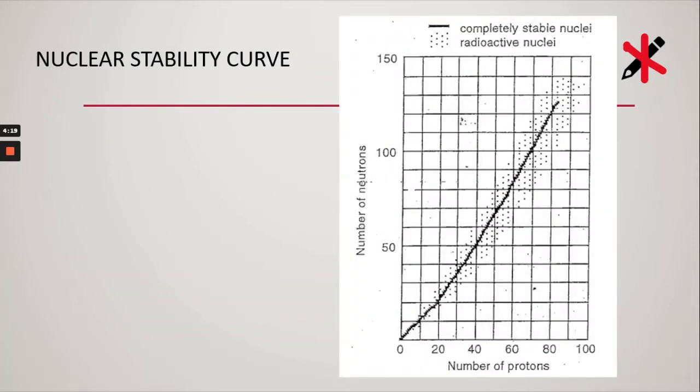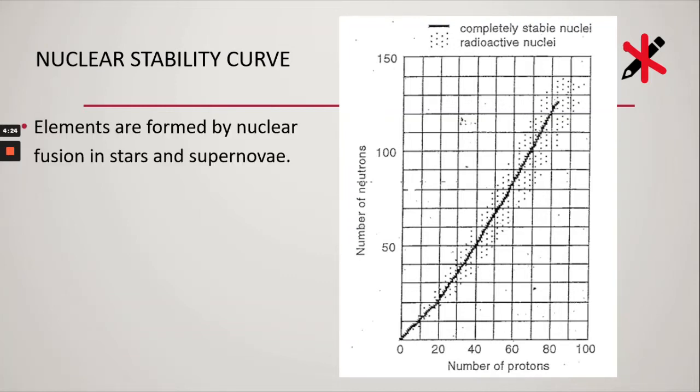Okay, so if you're looking at this slide, I'm hoping you've watched the video about how the elements are formed, and you should have learned that elements are formed by nuclear fusion in stars and supernovae. So what we mean by nuclear fusion just means bringing together.